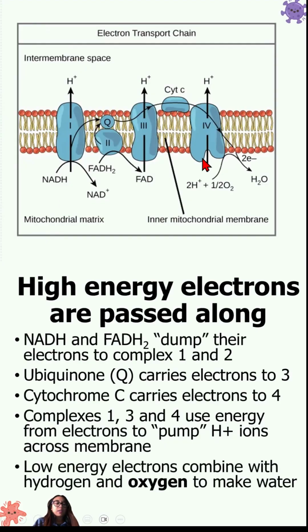And at the very end, these electrons are now very low energy, so we call them low energy electrons. Now they have to go somewhere. They can't just stay in the membrane. So what happens is hydrogen and oxygen are going to come and pick up those electrons, combine to make water. Now, notice that I have put oxygen in bold here.